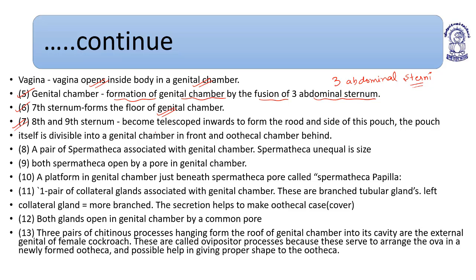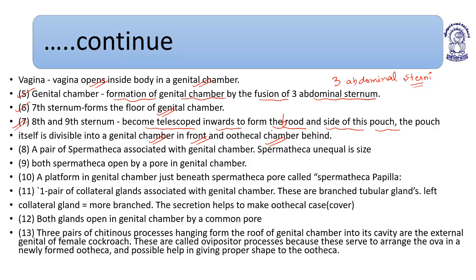The eighth and ninth sterna become telescoped inwards to form the roof and the side of this pouch. The pouch itself is divisible into the genital chamber in front and the oothecal chamber behind.